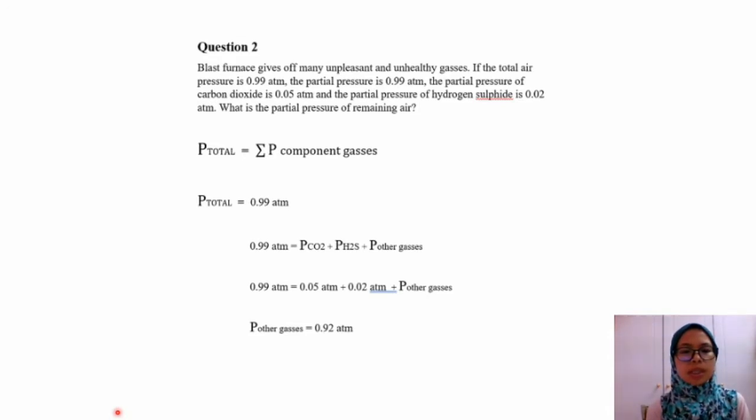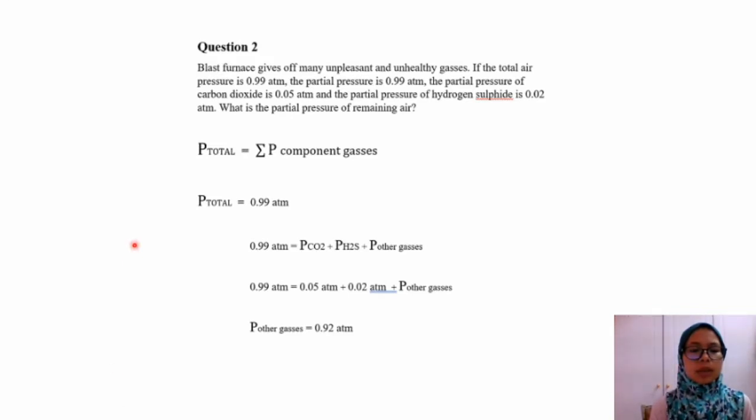The question is, blast furnace give off many unpleasant and unhealthy gases. If the total air pressure is 0.99 atm, the partial pressure of carbon dioxide is 0.05 atm, and the partial pressure of hydrogen sulfide is 0.02 atm, what is the partial pressure of remaining air?